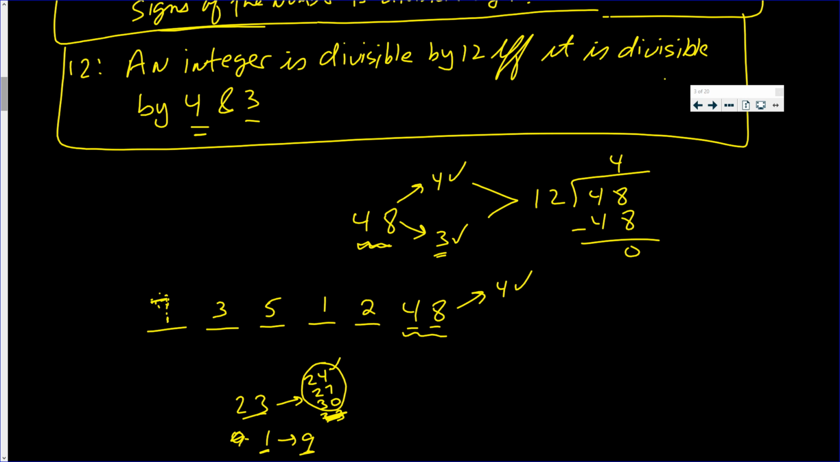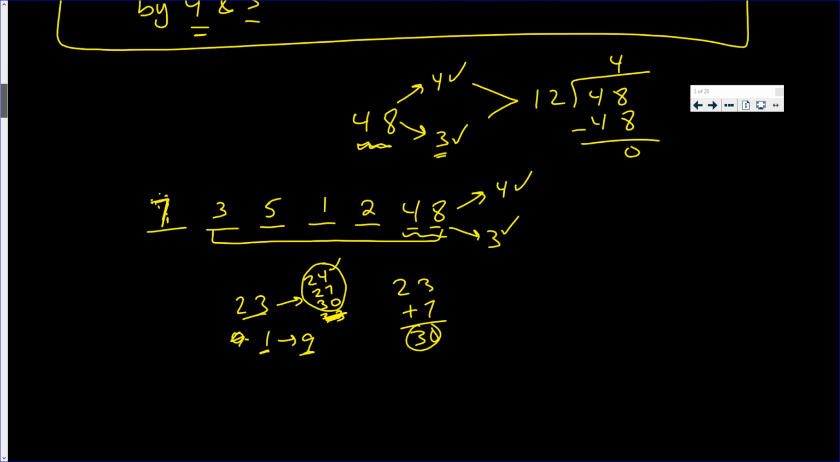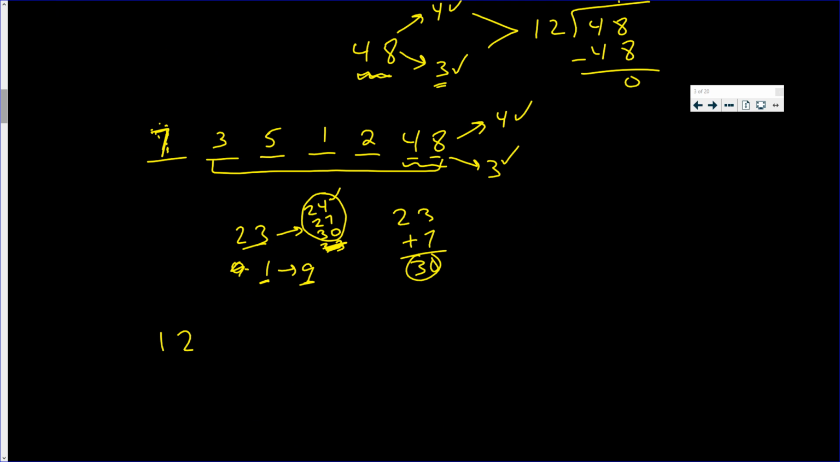So I could get to any one of these numbers. For example, if I put a 7 here and I added correctly, all of those digits added up to 23. I add 7 more, I get a 30. And 3 goes into 30. Okay? 12 will go into this number. Why? Because 4 and 3 went into it. Let us test this, and then we'll talk some more.